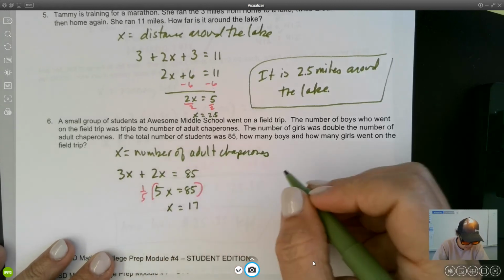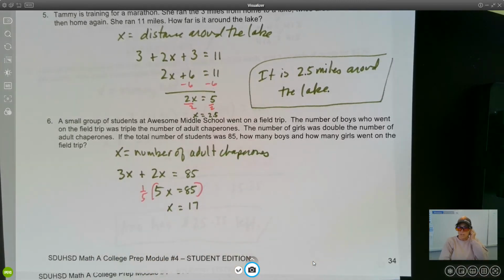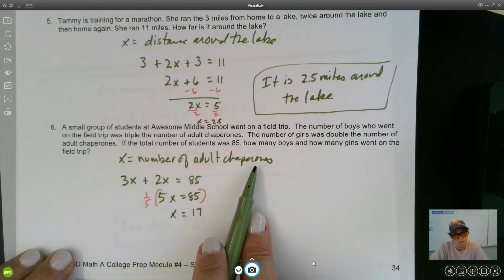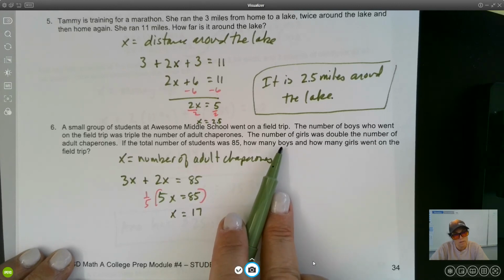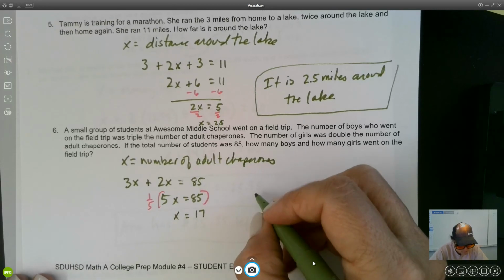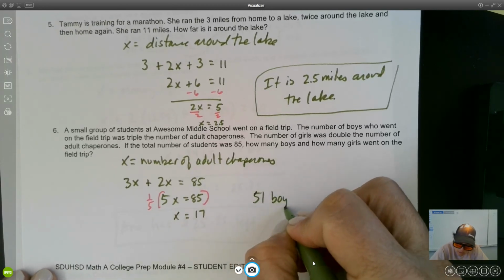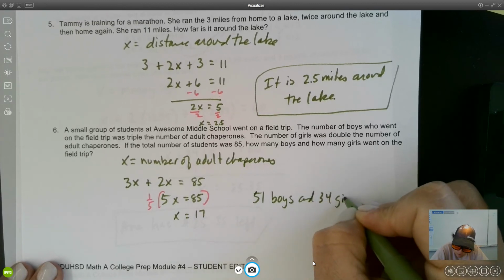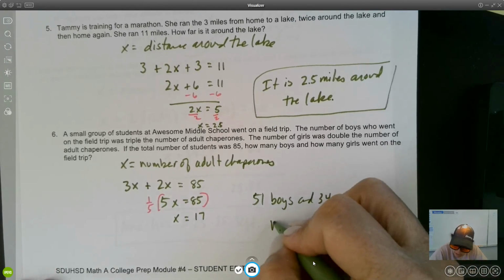That's 17. So, all right, now be very careful. 17 isn't your answer. 17 is the number of adult chaperones. Okay, but if we're asked how many boys, 3 times that. So 51 boys, and 2 times that, 34 girls went on the field trip.